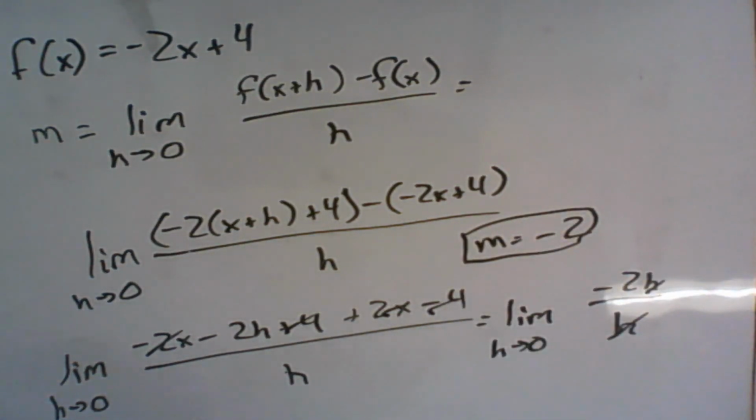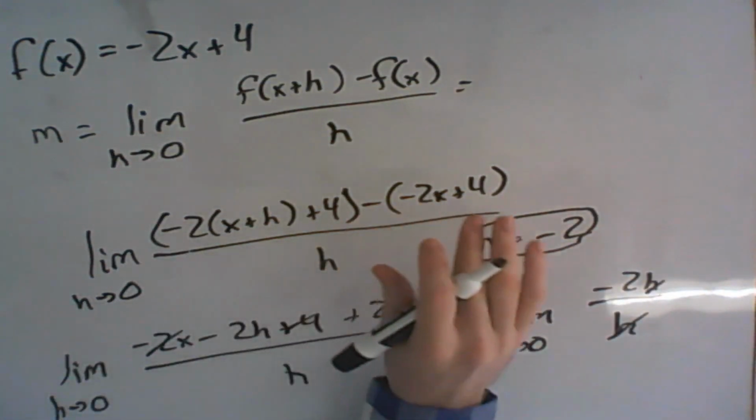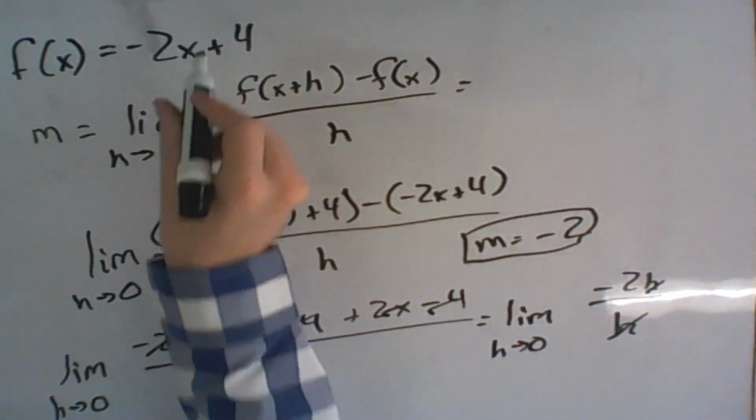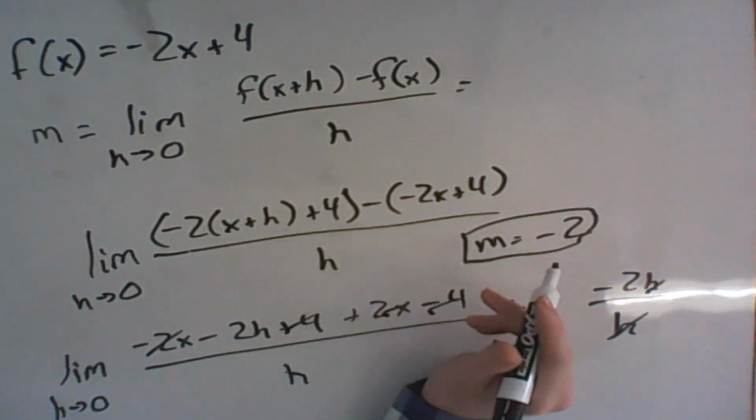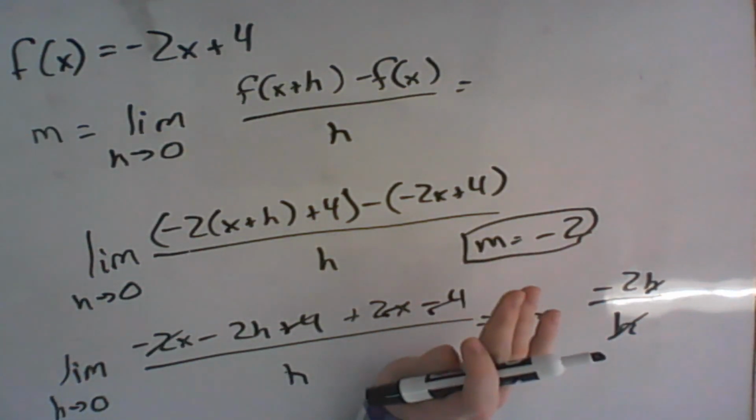Now, the funny thing is it doesn't matter where you go on this line, it's going to have the same slope regardless because this is a constant. So you don't have to worry about its slope beyond it. Okay?